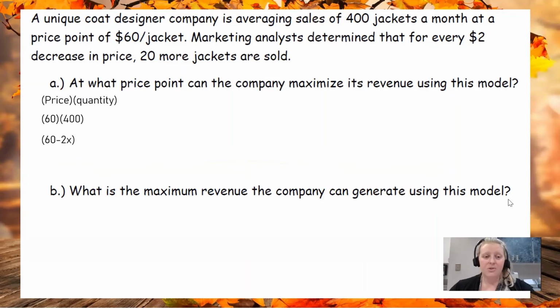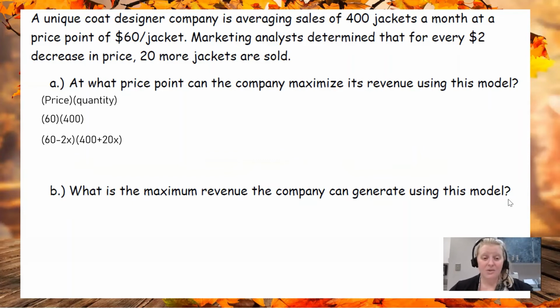And then we're going to lose $2 per jacket. So we're going to lower the price $2 for X amount of times. But our quantity is going to go up by 20 every time we lose money. So if you lost $2 4 times, then you sold 80 more jackets because you're selling 20 for every time you lost that money. So you built your model.